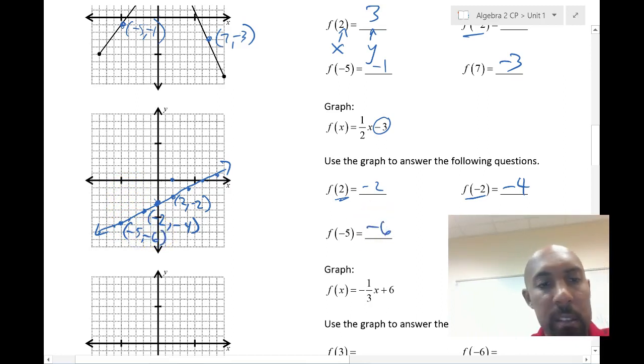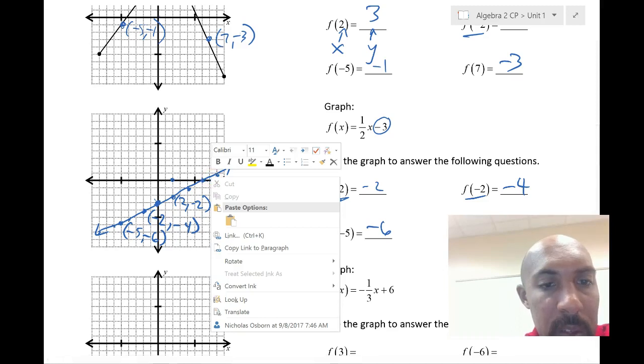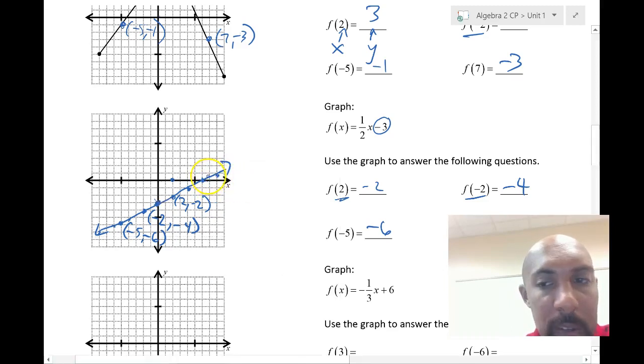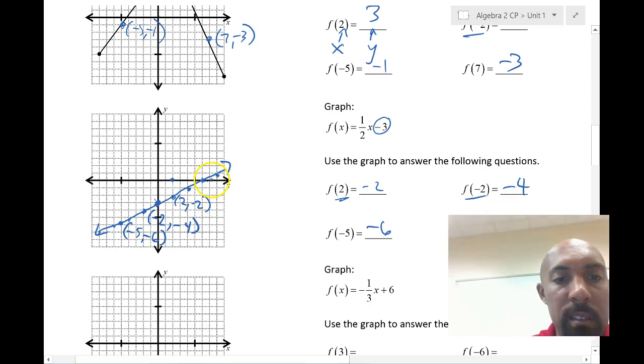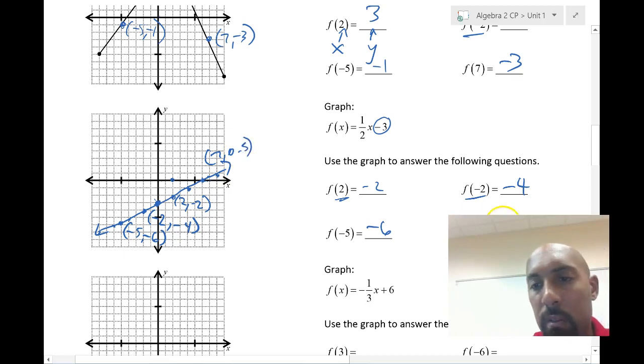Okay, and then at 7, we go all the way to 7. And now it's above the line. And now we've got a little bit of a problem here, because if you look at it, there's no definitive point that's right here at 1 or at 0. It's right in between, in the middle. So if it's right in the middle, then that must mean that it's a half. Okay, so this is 7, and we'll say 0.5. Alright.